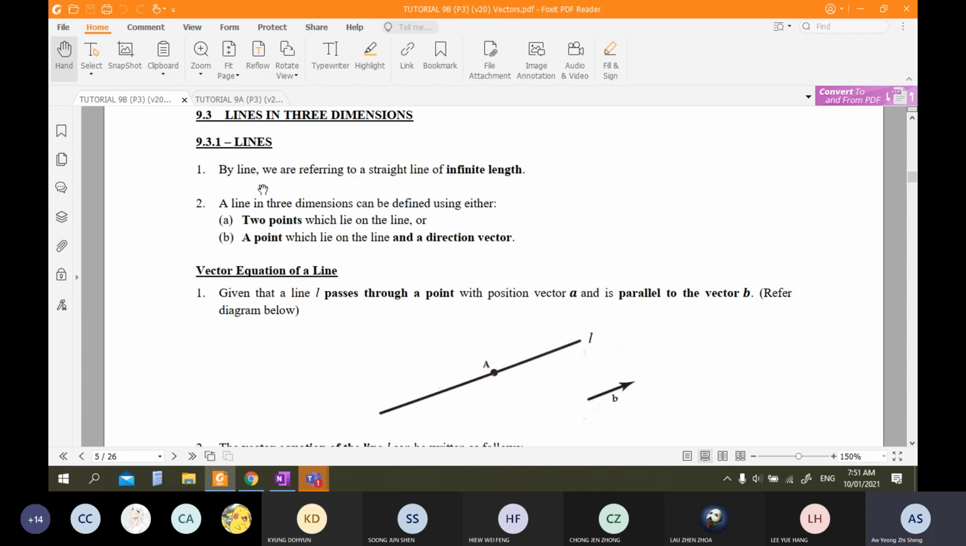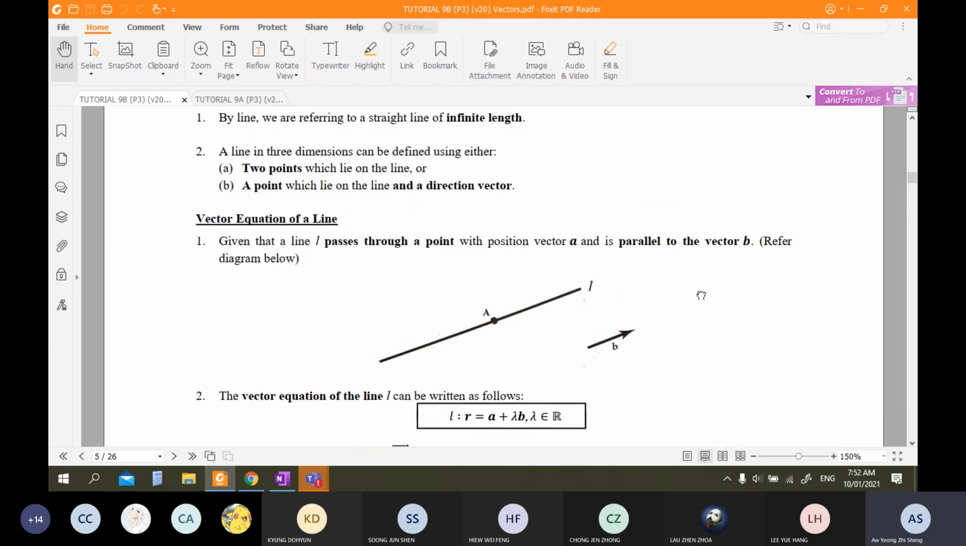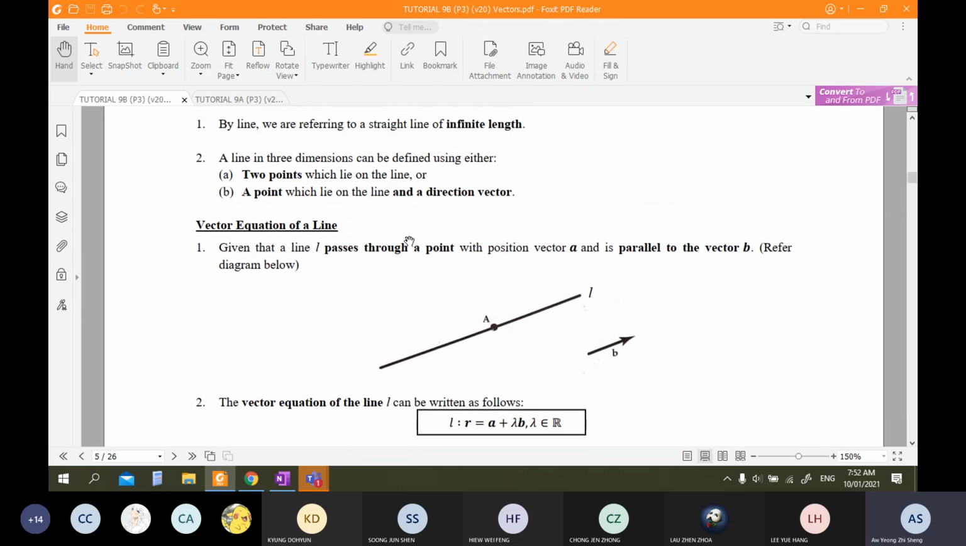So yesterday, I think I have covered this. By the word line, we are referring to a line with an infinite length. So a line can always be extended indefinitely in this chapter. To be able to find the vector equation of a line, you must be either given 2 points on the line, or you must be given a point which lies on the line and a direction vector. You must be given either of these two pieces of information, then only you can get the vector equation of a line.